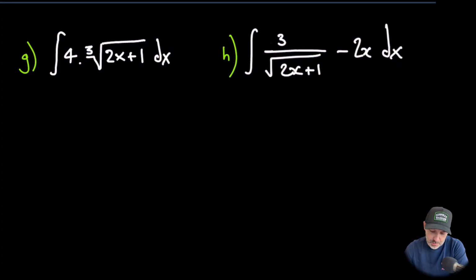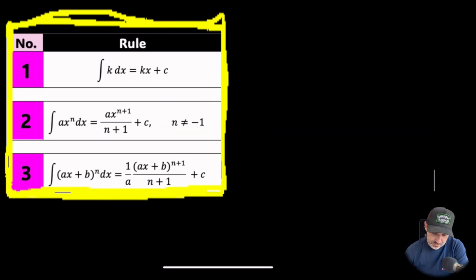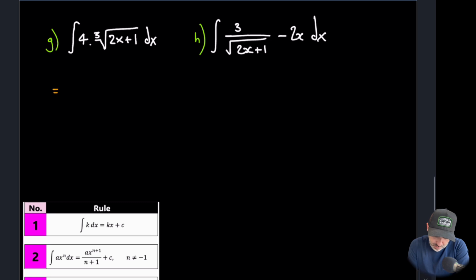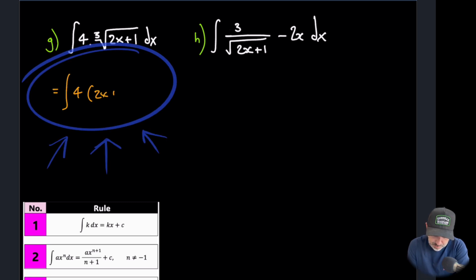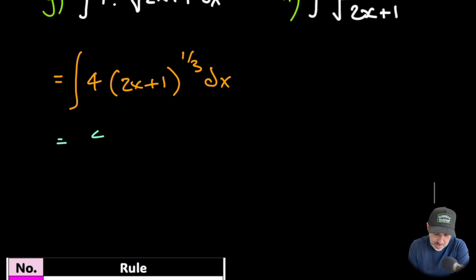Okay, we've got our last two parts here. So a little bit similar to the other ones, but we're just going to use a combination of these three rules. So let's have a look at G. Right, first of all, we're going to rewrite that using our laws of indices as 2x plus 1 all raised to the power of 1/3 dx. We've got the feel for this now. We're just going to add 1 to the power, divide by the new power.